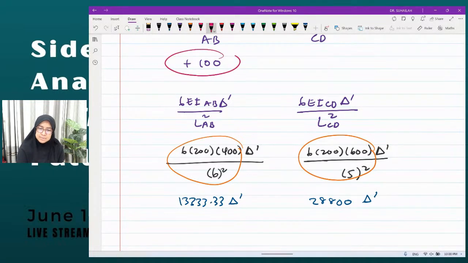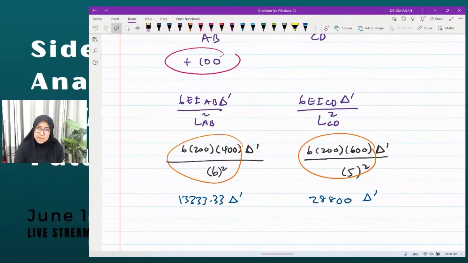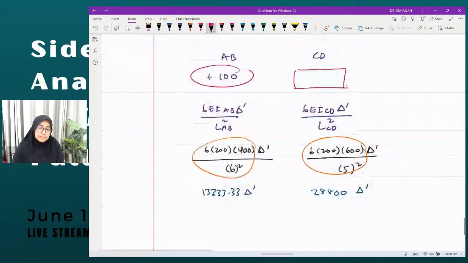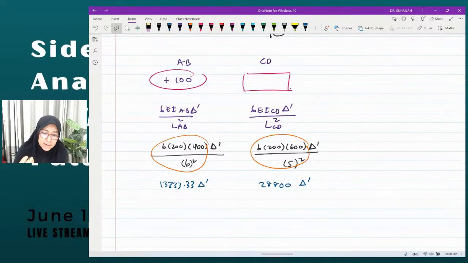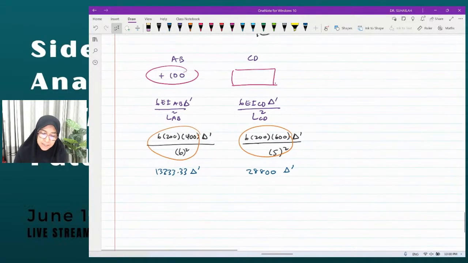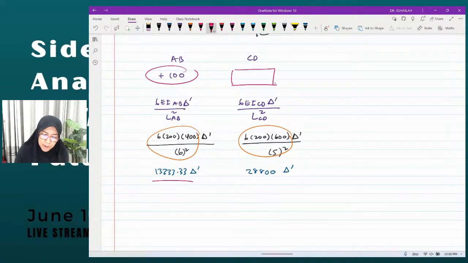If this is 100, what is the ratio for this one? If AB is 100, what is the value for CD? Interpolation again. This is 13333.33 and 28800. What is the answer for X using interpolation?